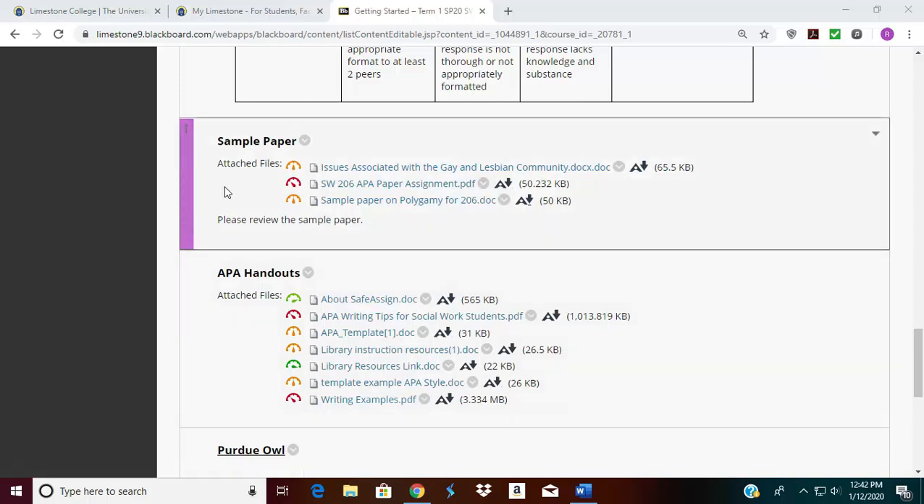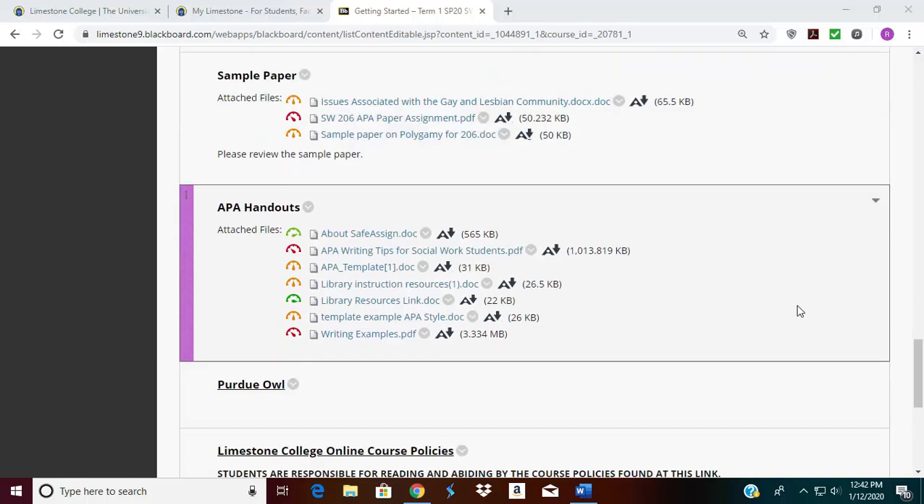I provided you with a sample paper. I recommend that you print it. I not only provide you with one, but I provided you with two. One of them is where the person talks about issues associated with gay and lesbian communities. The other paper talks about polygamy. And then, of course, I have another one that looks at the APA paper assignment as a whole. So I recommend that you click on those links and take a look at what I provided you there.